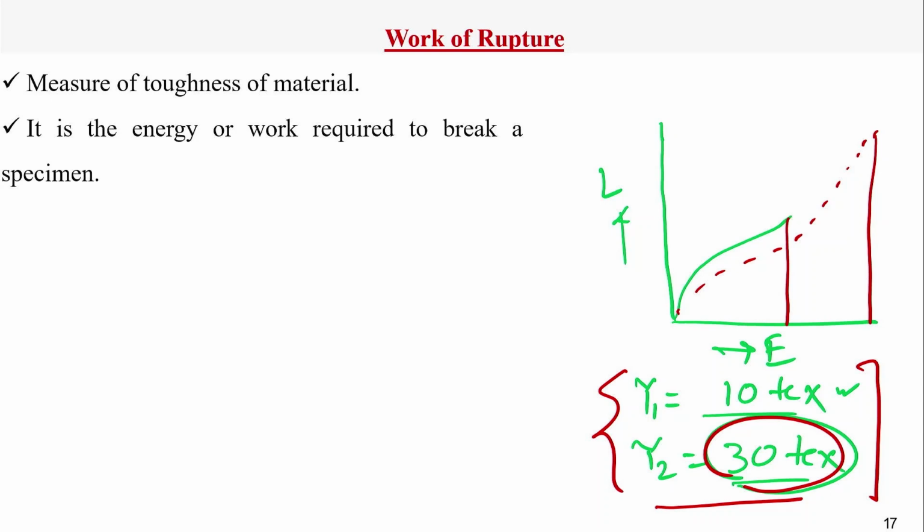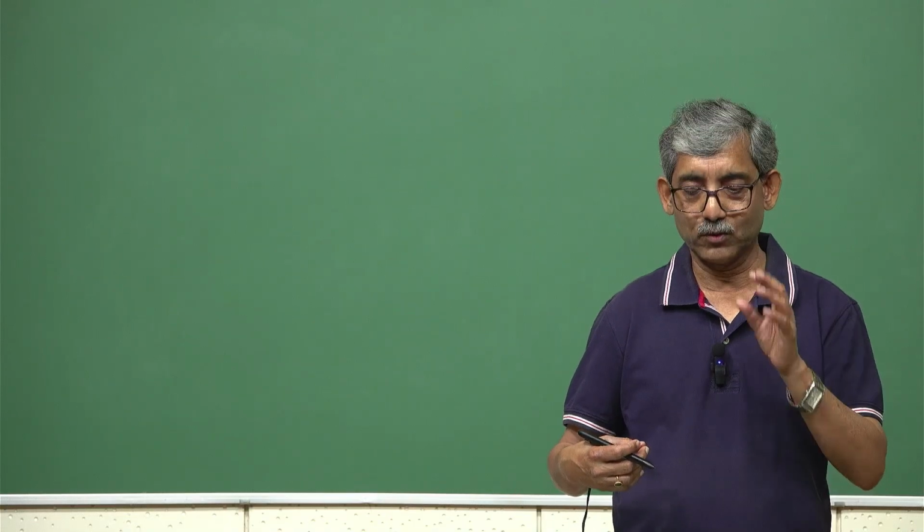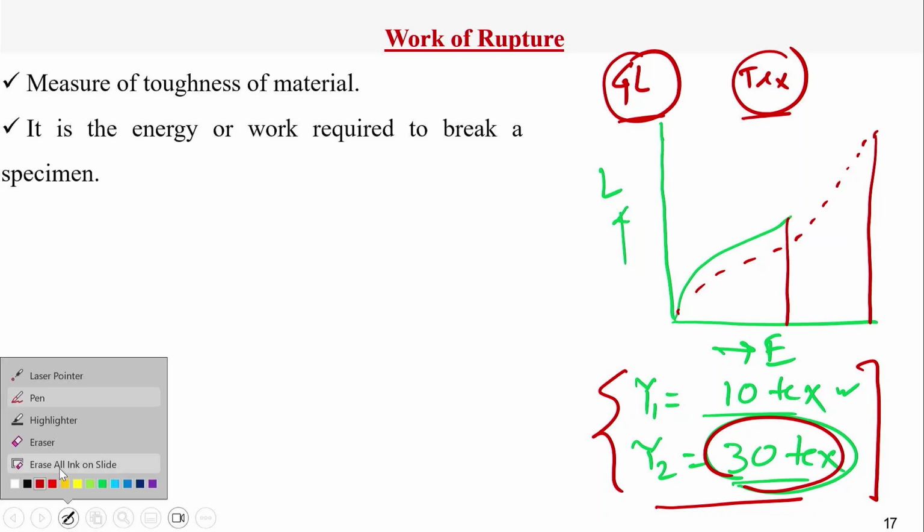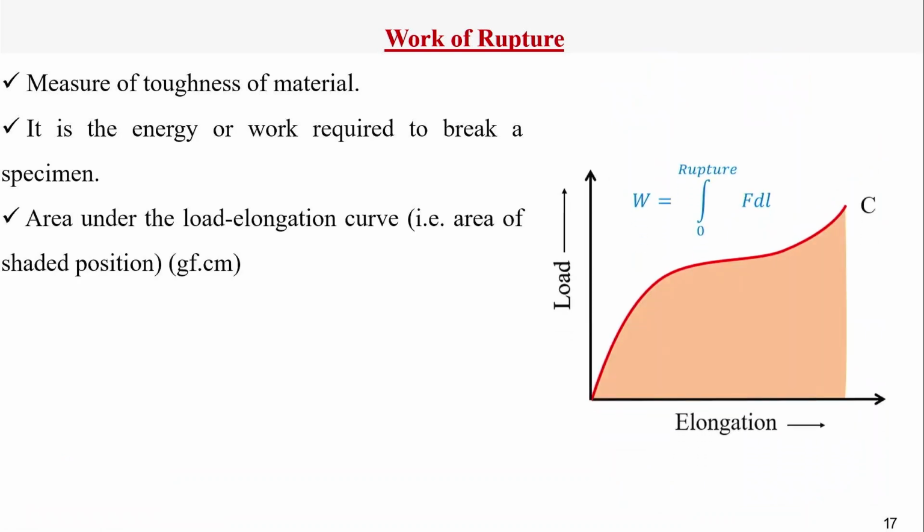So, can we compare the work of rupture between 10 tex and 30 tex? We have two different parameters: one is gauge length, another is the linear density, tex, of the yarn. If we want to compare yarns tested at different gauge lengths or with different linear densities, we can do it this way. The work of rupture, in gram force centimeter or centinewton centimeter, is taken per unit gauge length, in centimeter, and per unit linear density, tex.